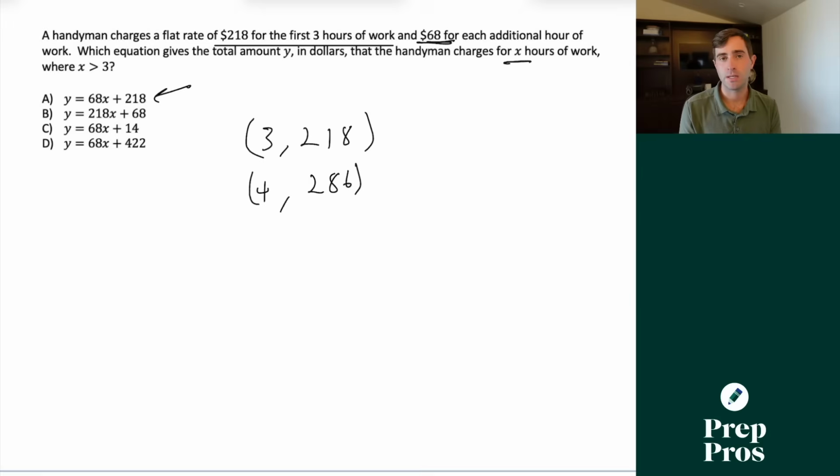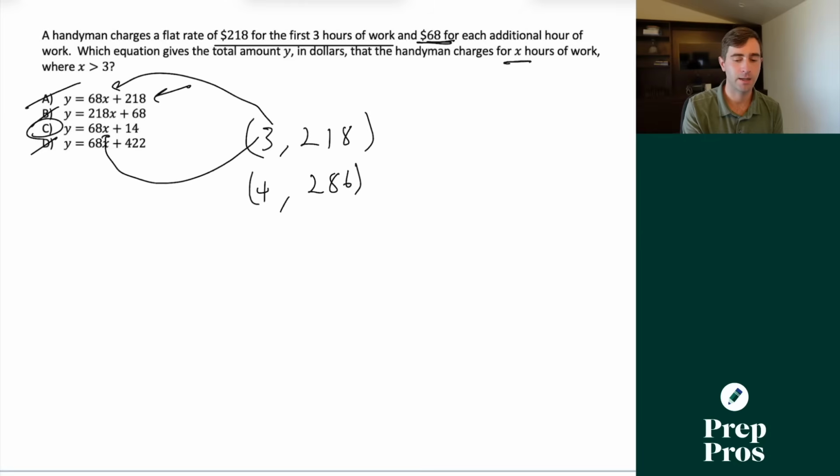Once we do this, we can just go ahead and plug in 3 for x, and if we do that, we can clearly see that A is not going to be equal to 218. Same thing happens with B here, and same thing happens with D. But we can see that C is correct because when we plug 3 in for x, it equals 218. When we plug 4 in for x, it equals 286.